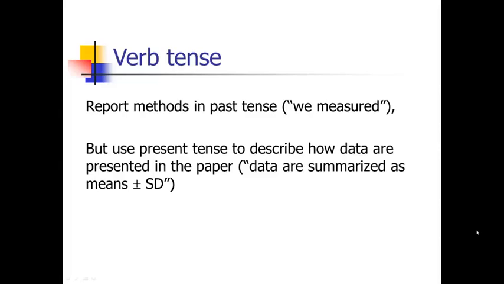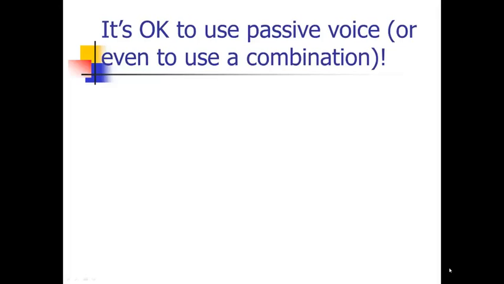But again, you might have passive voice in the methods section. So, data are summarized as means and standard deviations, or Table 1 shows. That's going to be in the present tense because the data still are there. They're still presented in that way. Everything that's about the analysis of the data is already completed, however, so that would be in the past.